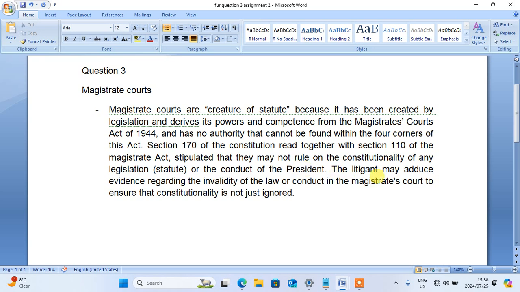However, the litigant may adduce evidence regarding the validity of the law or conduct in the Magistrate Court to ensure the constitutionality is not just ignored. We are done, then we are going to the High Court.